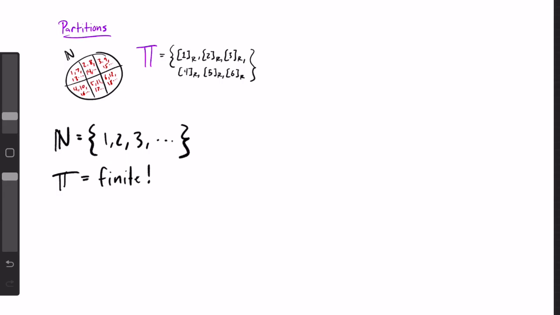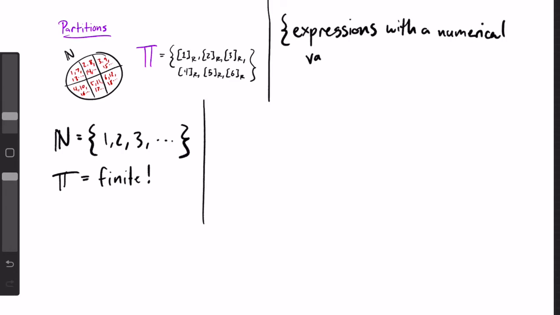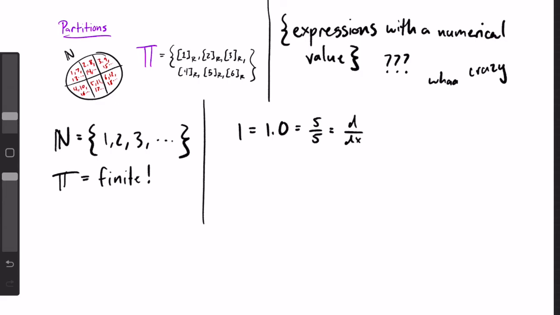An example of a domain set that's less well-behaved is the set of all expressions with a numerical value. Remember at the beginning of the video when we said 1 equals 1.0 equals 5 over 5 equals the derivative of x equals the number of suns in the solar system, and so on? This is a horrible, horrible set to work with. It includes integers, decimals, fractions, and then a bunch of weird arbitrary stuff like the number of grains of sand on Earth in the year 1400. I don't even know what to do with this set.